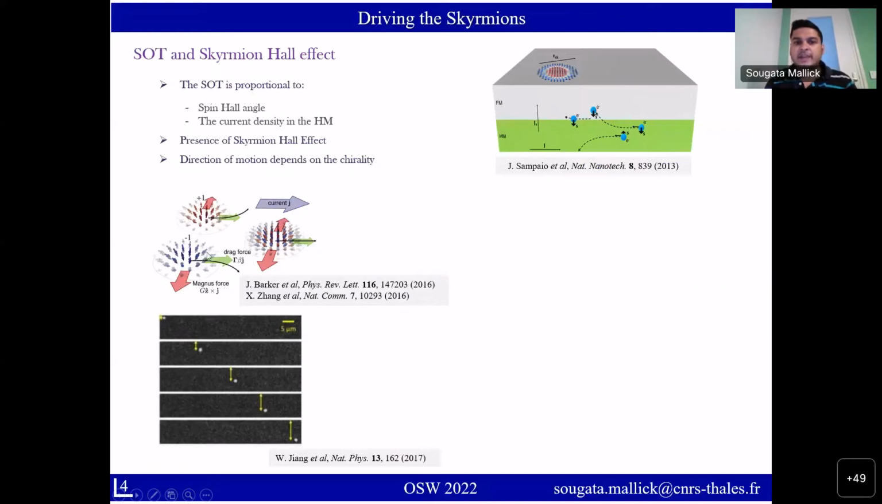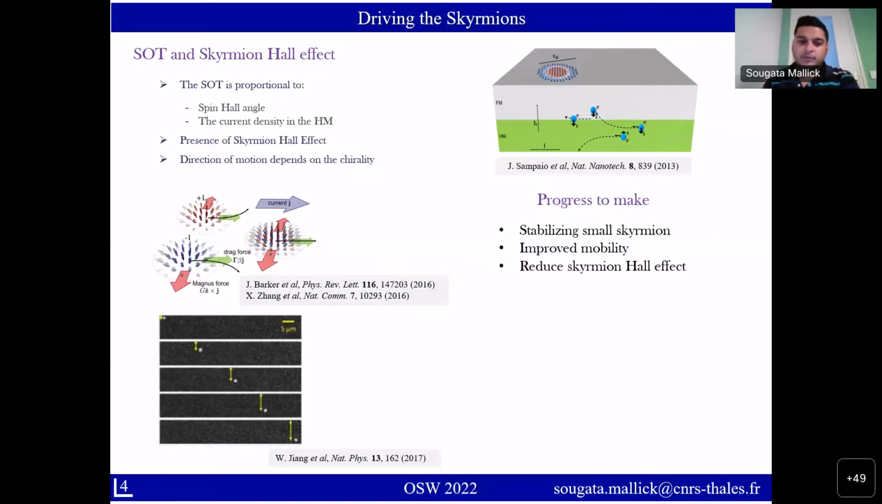However, you see, along with the drag force in the longitudinal direction, you will have a Magnus force, which is associated with the topology of these skyrmions. So your skyrmions will be deflected towards the edge, which is a problematic situation, and I will try to tell you how we can solve this.